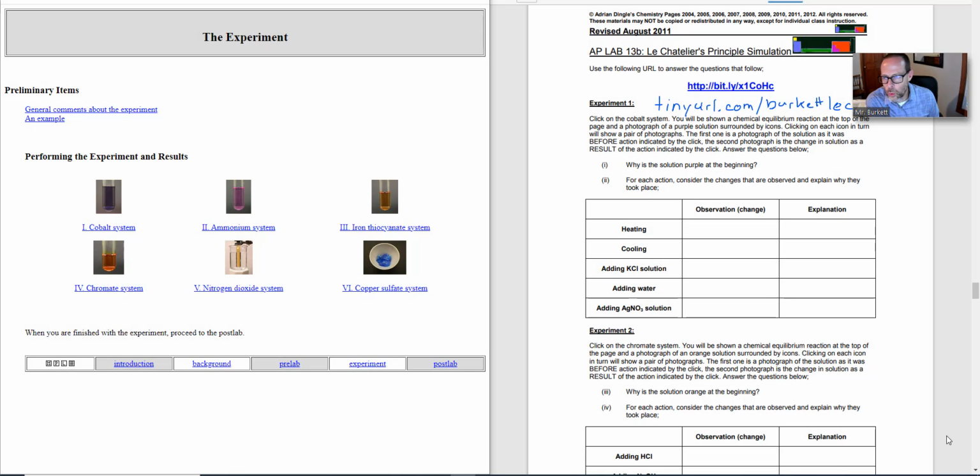All right, so a real quick video on today's lab, which is a virtual lab. It happens to be on pages 17 and 18 in your packet. So you might take that out.